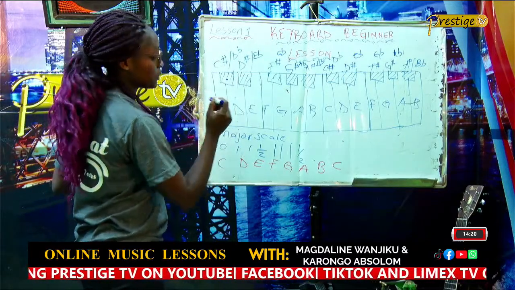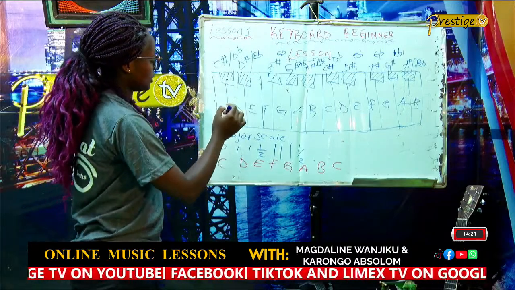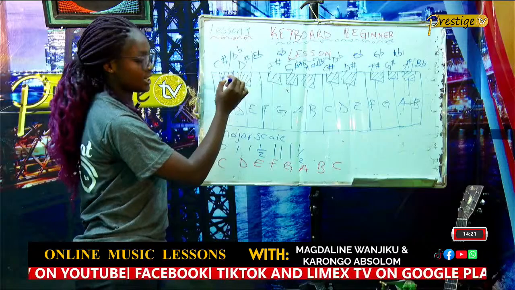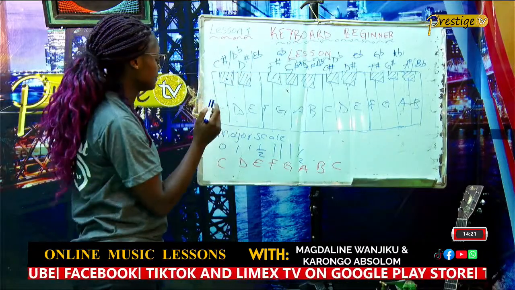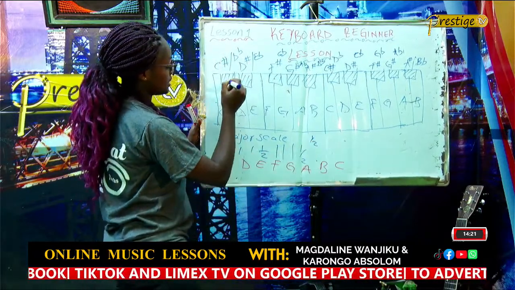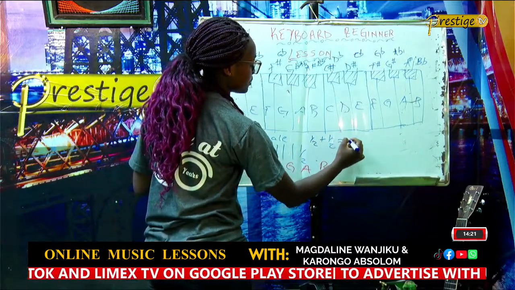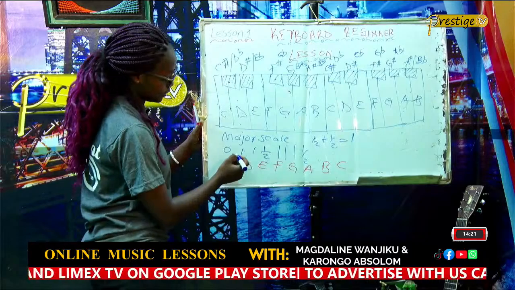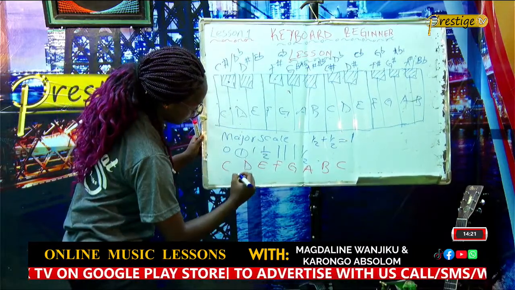When you move from C to D, we have said that when you're moving from one note to another, it's a half. So between C and D, there is a note here called C sharp. From C to C sharp, that's a half. And then from C sharp to D, that's another half. If we add them, we get a whole note. And that whole note is what I'm referring to as 1. So you put 1 there.